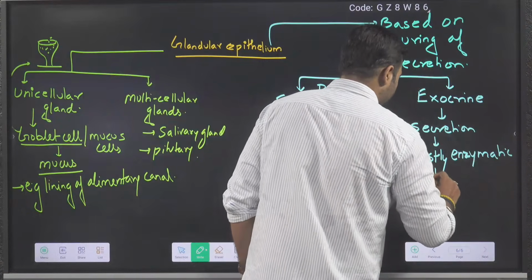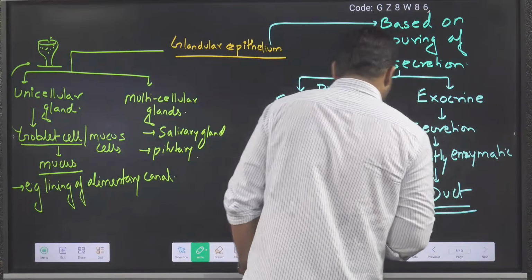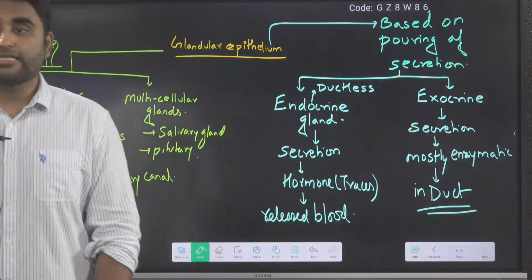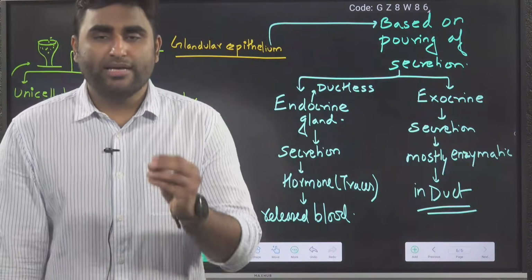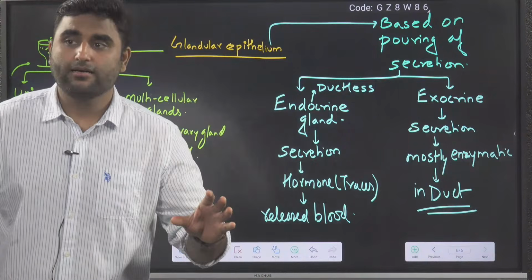Mostly enzymatic. In duct it is released. Where is it released? In duct. So many students have a basic conceptual mistake.